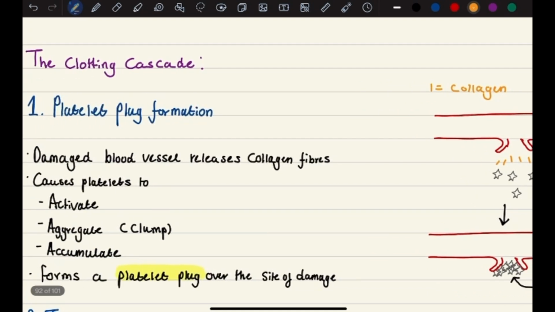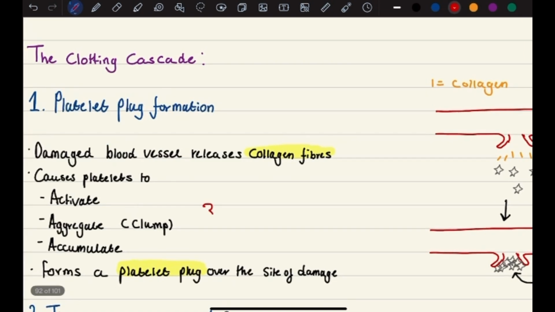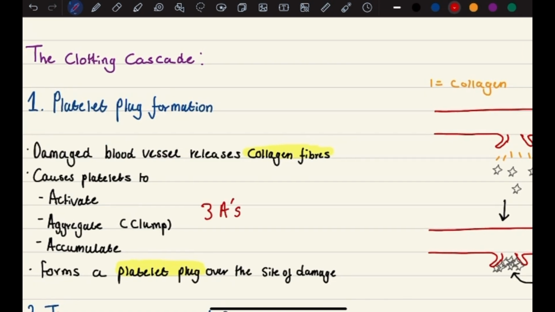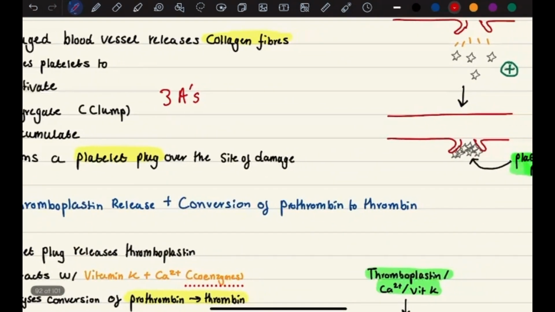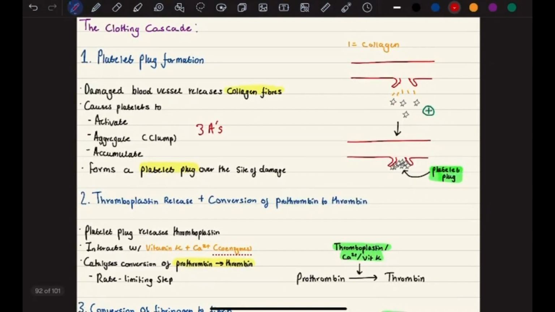What's happening? Damaged blood vessel will release collagen fibers. Really, really important that you know that's collagen. The collagen is going to interact with your platelets, causing your platelets to do 3 A's: activate, aggregate, accumulate. I really want you to remember the 3 A's for what the platelets do. They activate, aggregate, and accumulate. Now, that will help you to form the platelet plug, as you can see in the diagram.